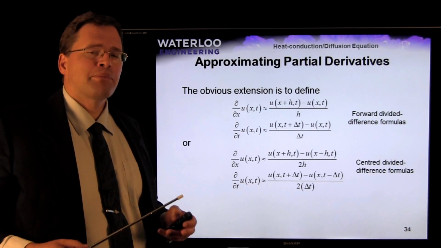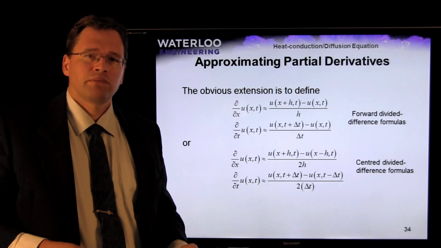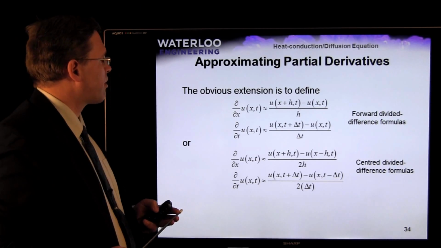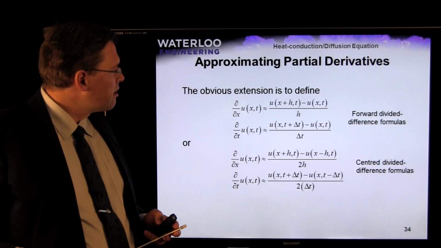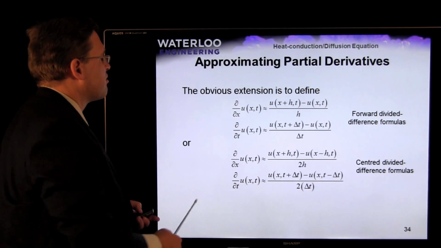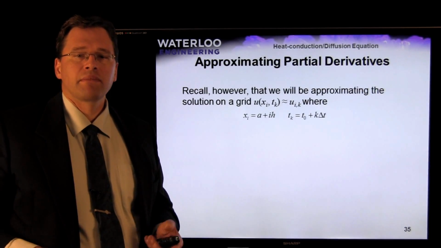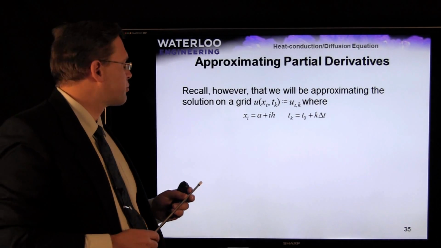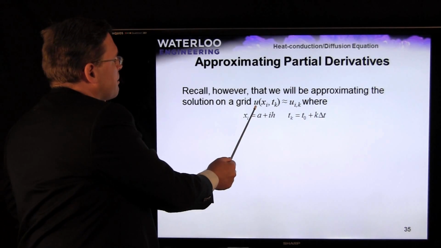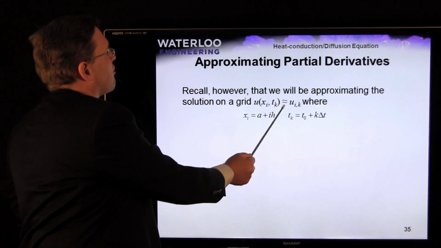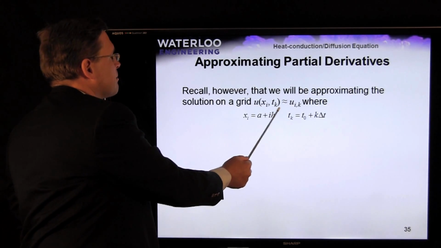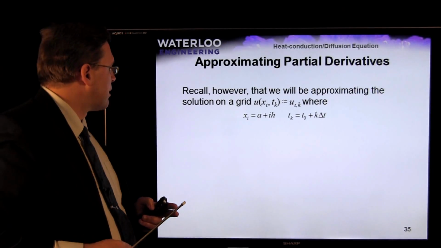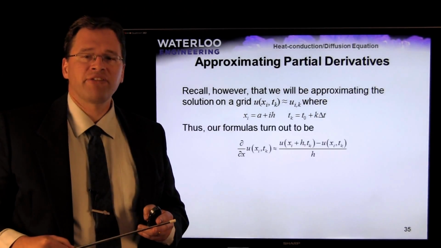It's rather obvious that we can do approximately the same thing we did with derivatives. We just choose a finite value of h or a finite value of delta t, depending on whether you want to use a forward or centered divided difference formula. Now, recall, however, that we're going to be approximating the solution on a grid. So an approximation at x sub i, t sub k is approximated by some unknown value u sub i k. Now, x sub i and t sub k are already defined.